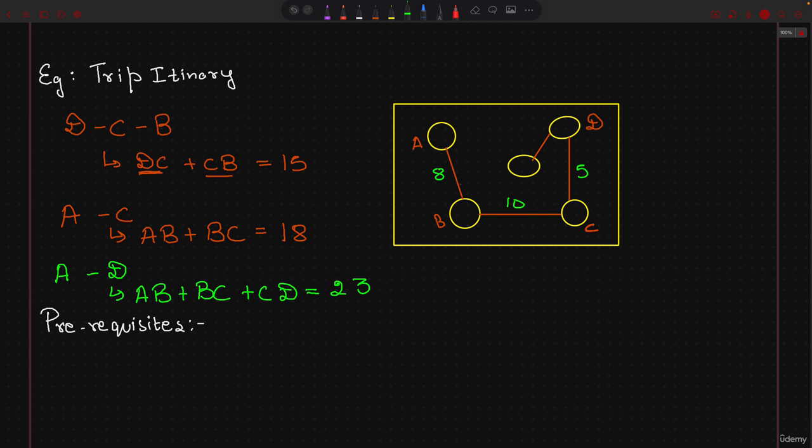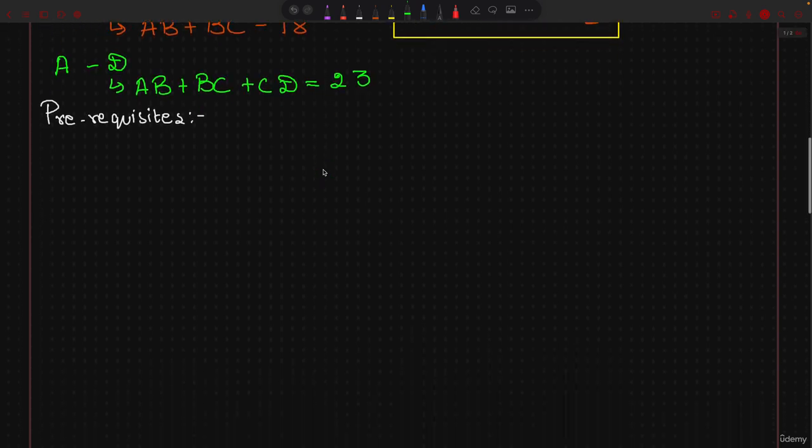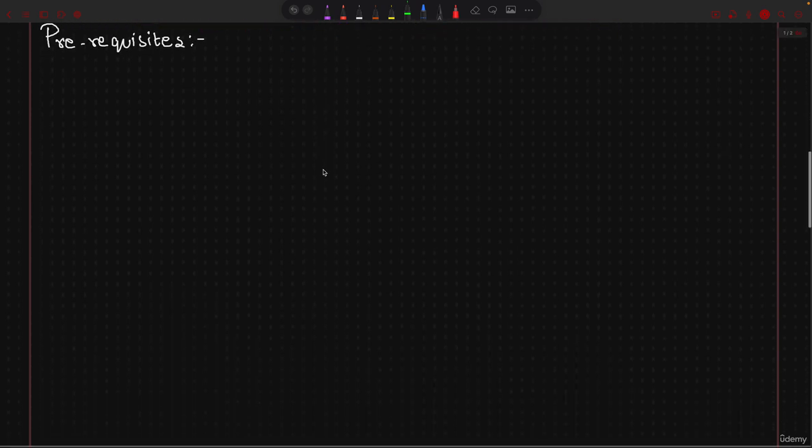Okay, great. So I hope from this example you get a little bit of idea. The same is going to get enhanced once we move forward. Now let us talk about some prerequisites which we want to have once we start with DP. The first and very important one is the recursion.